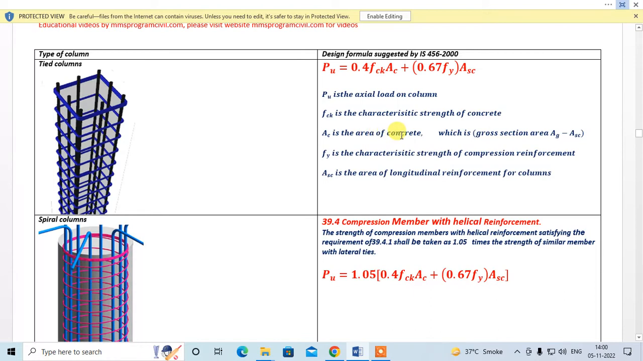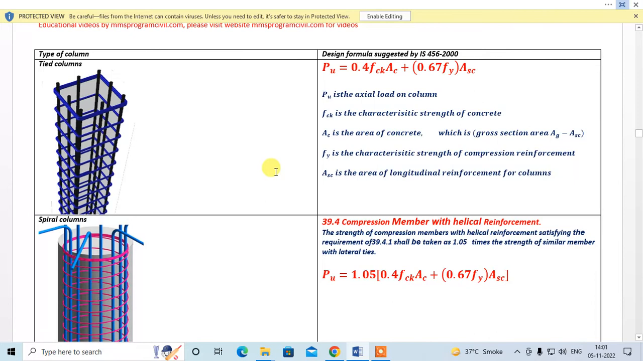Ac is the area of concrete, in which we do not include the area of longitudinal steel. So Ac can be found as gross section area Ag minus Asc, that is area of compression steel. fy is the characteristic strength of the compression reinforcement, and Asc is the area of the longitudinal reinforcement for the columns.